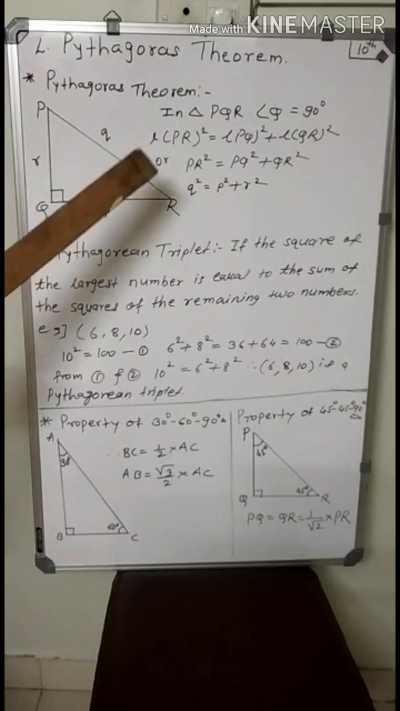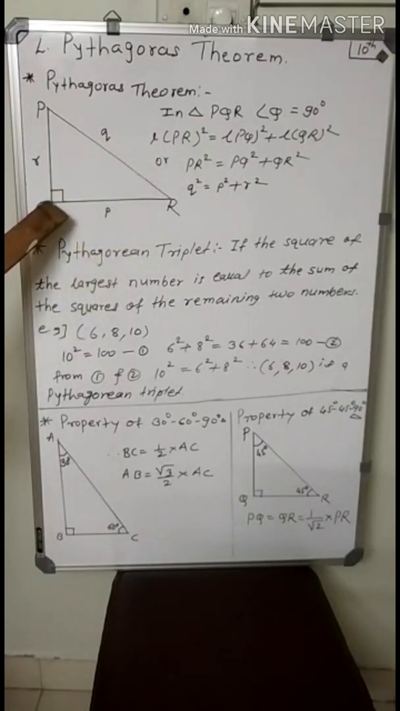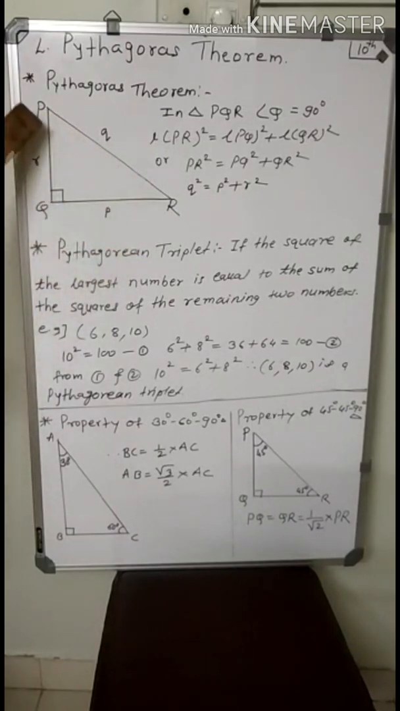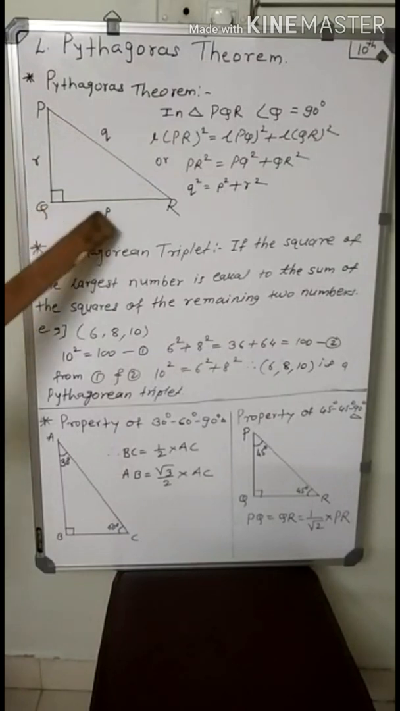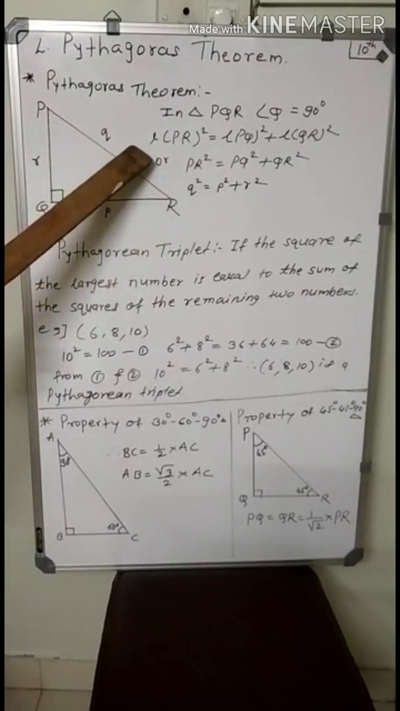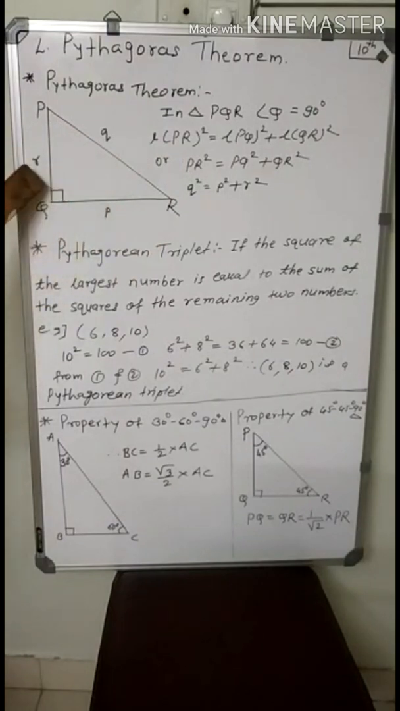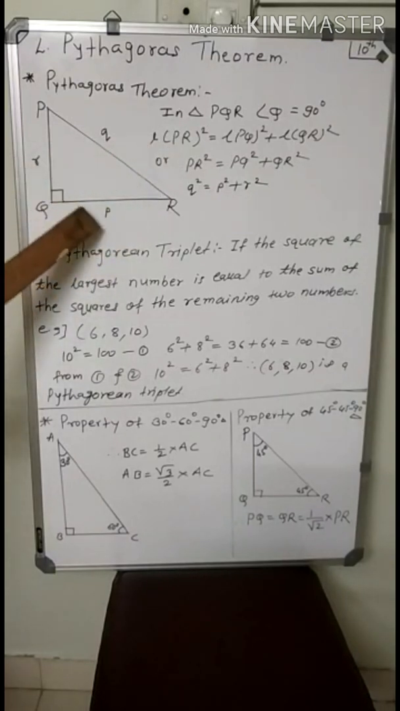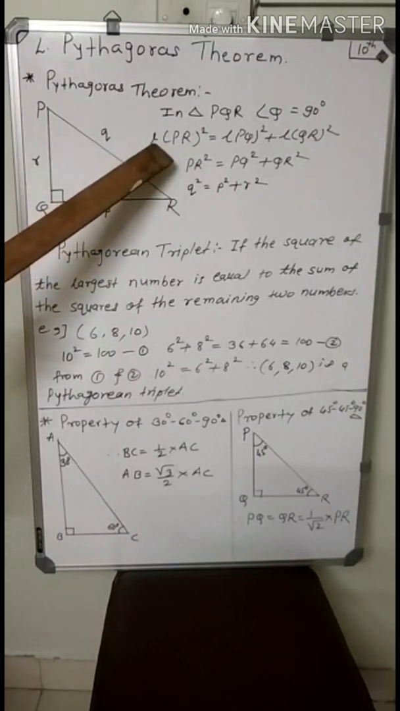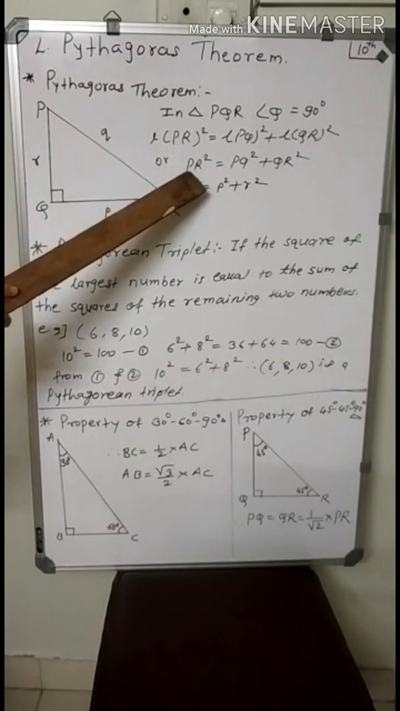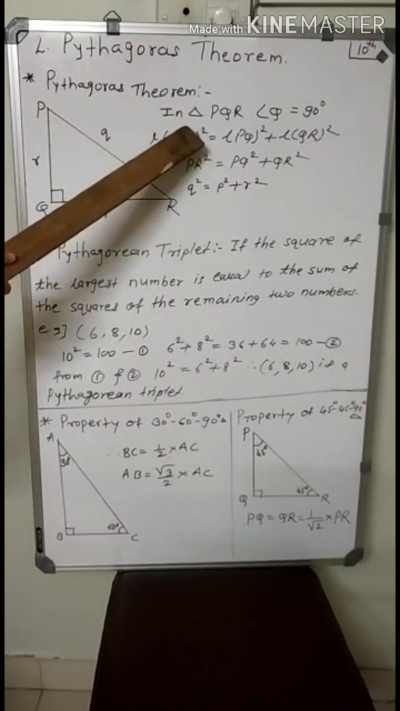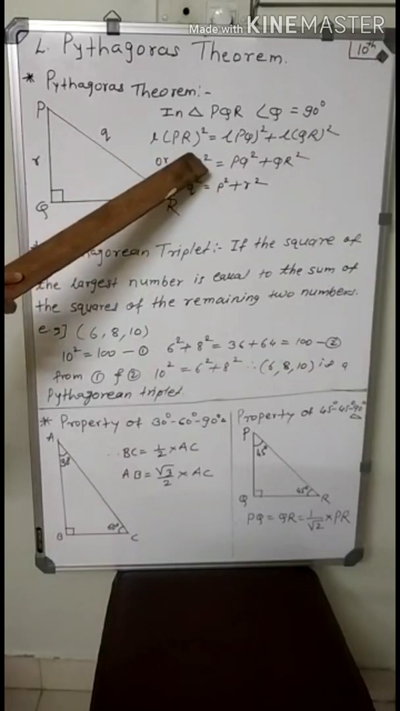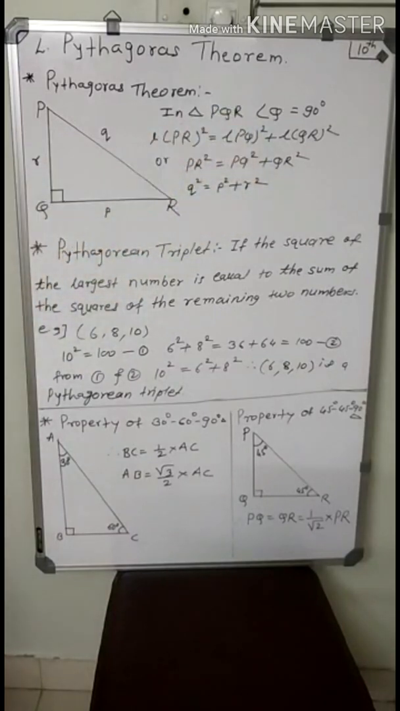In triangle PQR, angle Q equal to 90 degrees and the side opposite to 90 degrees is the hypotenuse. So length PR square equal to length PQ square plus length QR square is the Pythagoras Theorem. Means square of hypotenuse equal to sum of square of remaining two sides. Length PR is the hypotenuse. So hypotenuse square equal to square of this side plus square of this side. Instead of length we can write only PR also. It will be written like this: PR square equal to PQ square plus QR square.